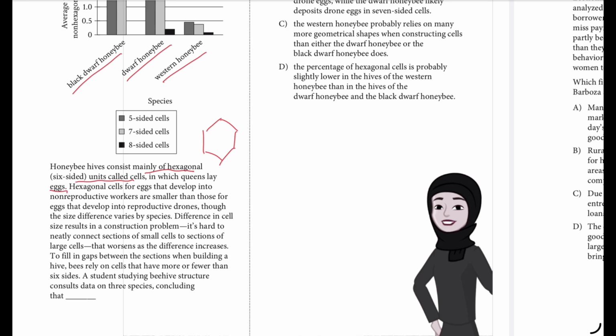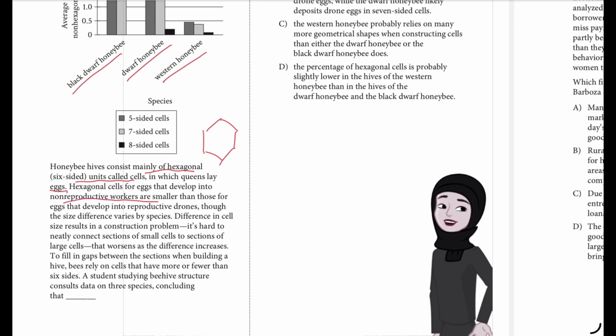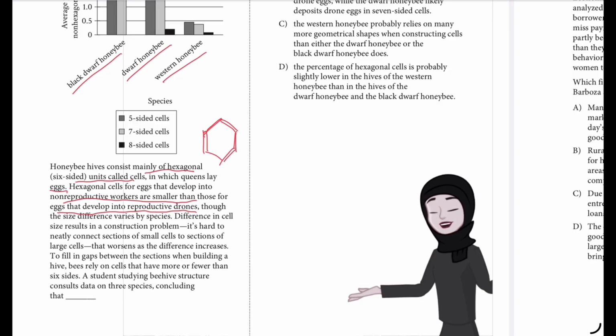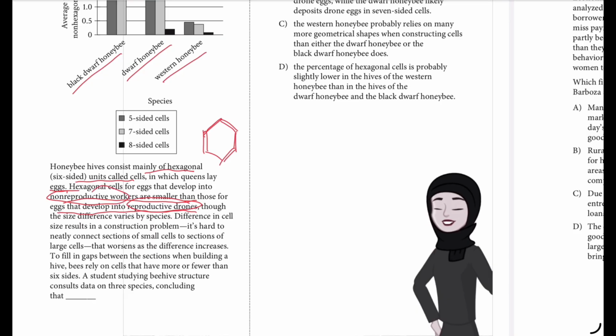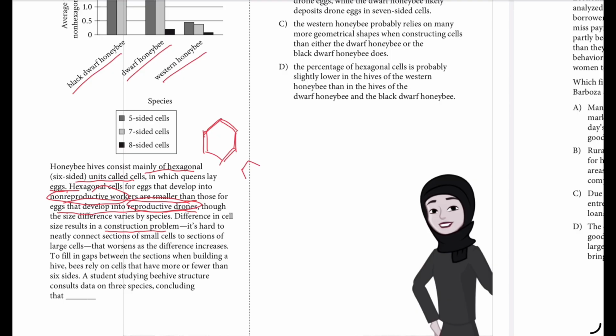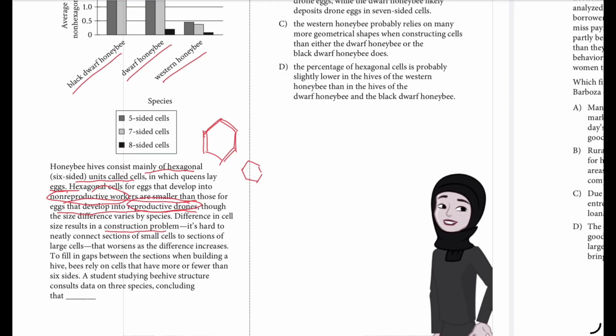Hexagonal cells for eggs that develop into non-reproductive workers are smaller than those for eggs that develop into reproductive drones. So if it is a proper hexagonal and quite big, it is for the reproductive drones, whereas if it is smaller, it is for the other non-reproductive workers. Though the size difference varies by species. So difference in cell size results in a construction problem. So what is going to happen? How can the bees make smaller hexagons and then some bigger hexagons? So that's going to be a little difficult.